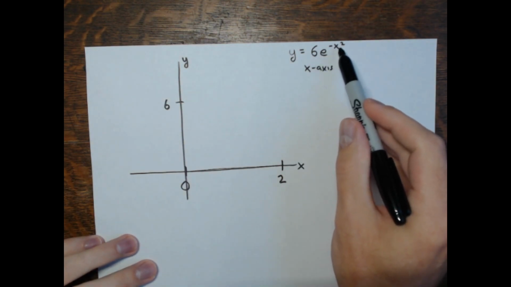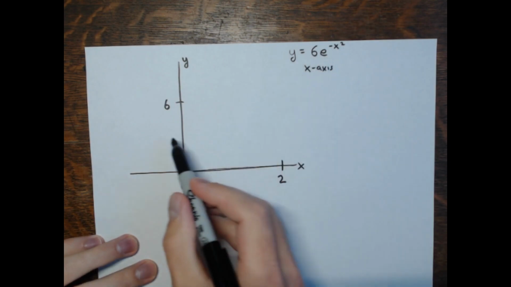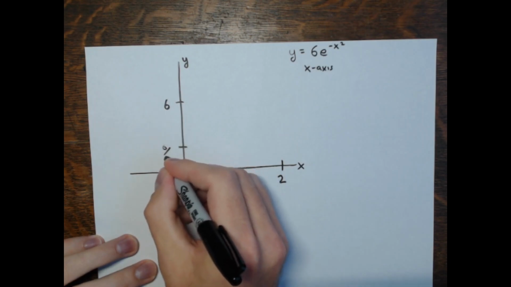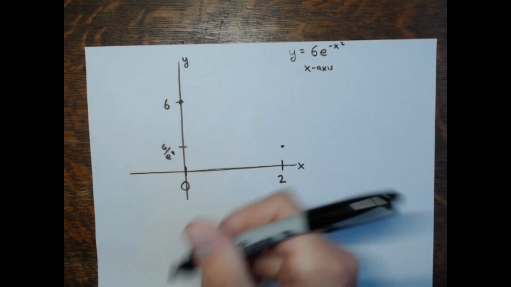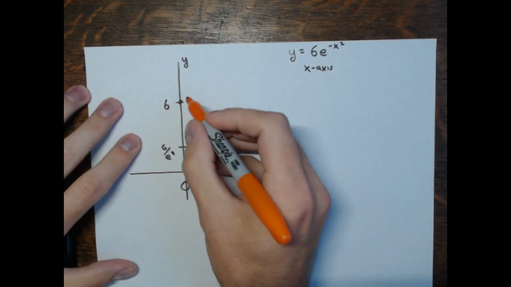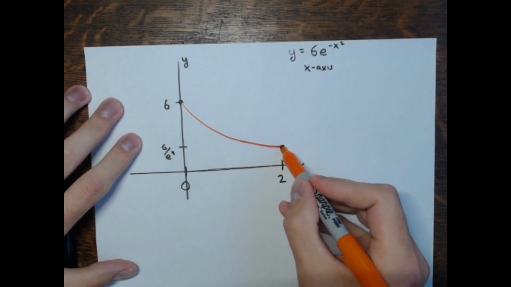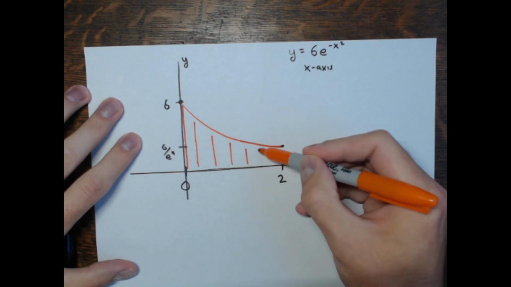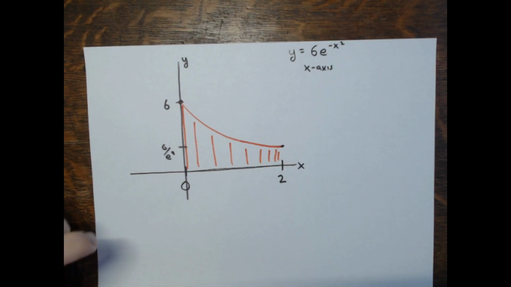When x equals 2, that'd be e to the negative fourth. This is some positive value. 6 over e to the fourth will definitely be smaller than 6. So let's say it's 6 over e to the fourth here, and there's the value at 2, and there's the value at 0, and it's going to be some exponential type function. And we're under this curve, to the x-axis over the interval from 0 to 2. It may not look exactly like this, but I think it's reasonable enough.